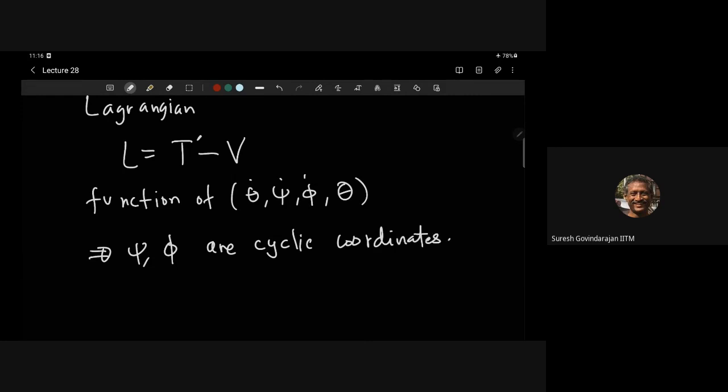Okay, I'll pause here. Are there any questions or comments about what we have done so far? All we have done right now is to compute the full kinetic energy and the potential energy and write out the Lagrangian. That's all we have done.